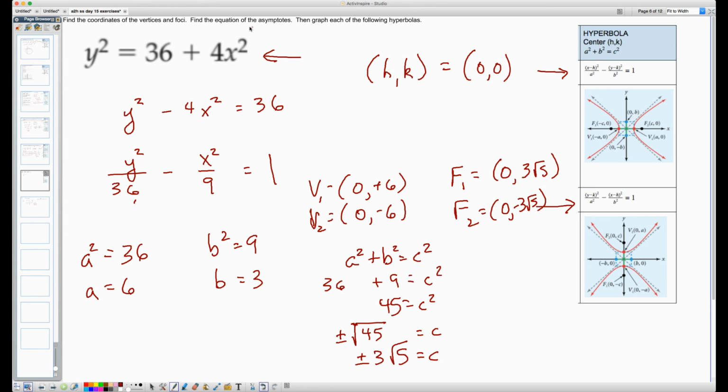And to find the equation of the asymptotes, this is an equation of the asymptote here, and this is the equation of the asymptote here, and I'm not going to mess with that.